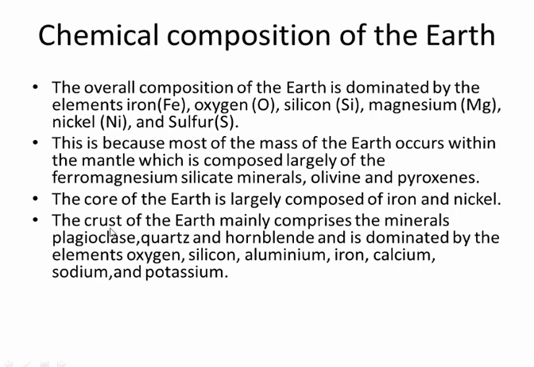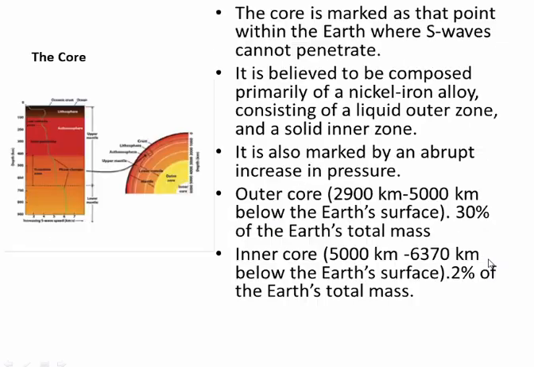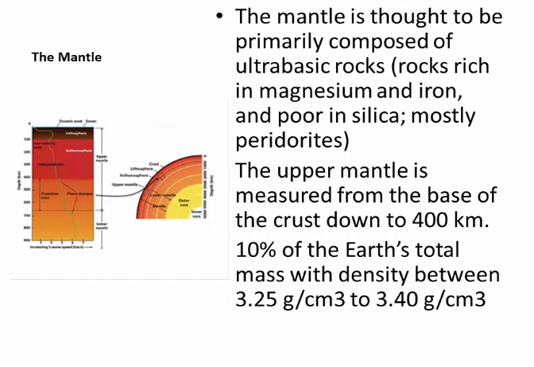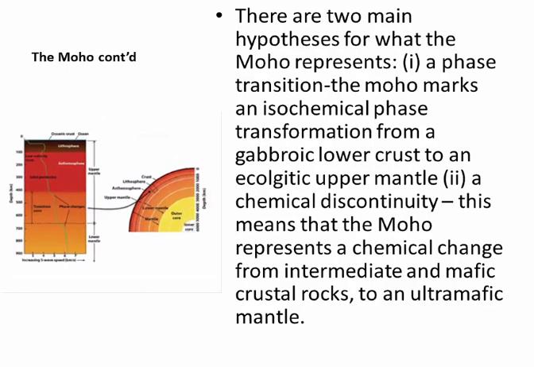We have just seen that. While the crust of the earth mainly comprises minerals, the minerals that we can get there are the pyroxene, the quartz, then the hornblende, which is dominated by oxygen, silicon, aluminum, iron, calcium, sodium, and potassium. So that is as far as the structure of the earth is concerned.